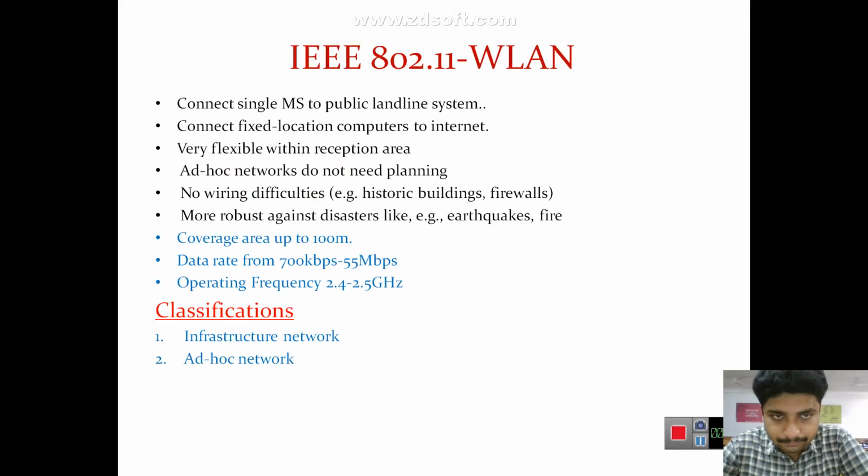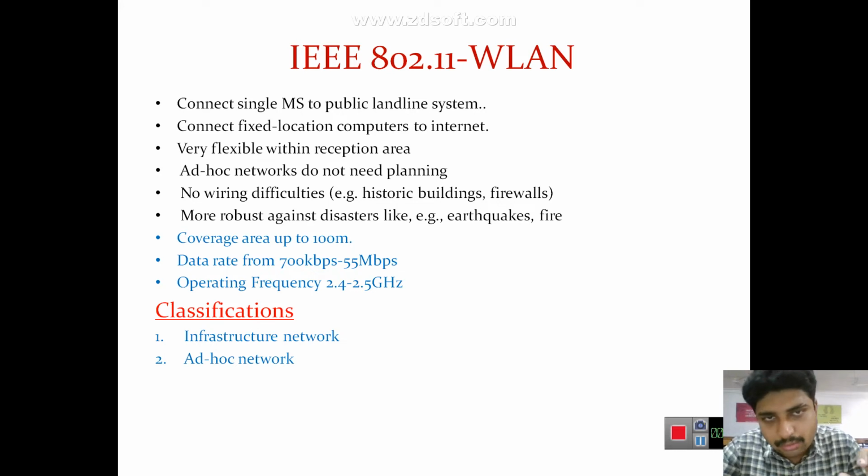Next, what are the standards present in the wireless local area network? Here I am going to discuss the IEEE 802.11 standard. I am going to study the classification of the standard and why we are going for the standard. In this wireless local area network each networking device maintains its coverage area. Here the coverage area is up to 100 meters. Then its data rate varies from 700 kbps to 55 megabits per second. This is a very important specification when compared to a local area network.